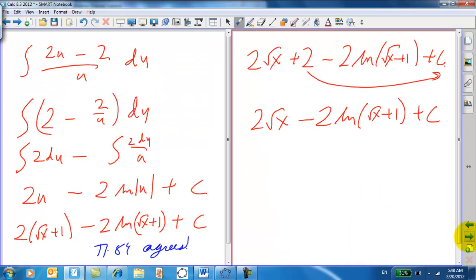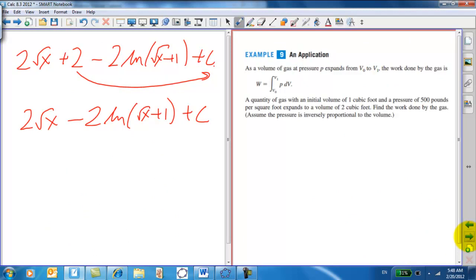Okay, now here's an application problem. As the volume of gas at pressure P expands from V0 to V1, the work done by the gas is that integral. The quantity of gas with initial volume of 1 cubic foot and a pressure of 500 pounds per square foot expands to a volume of 2 cubic feet. Find the work done by the gas. Use that pressure is inversely proportional to the volume.